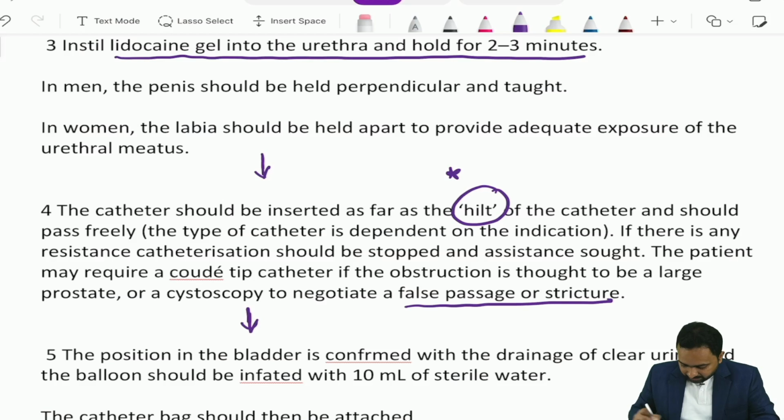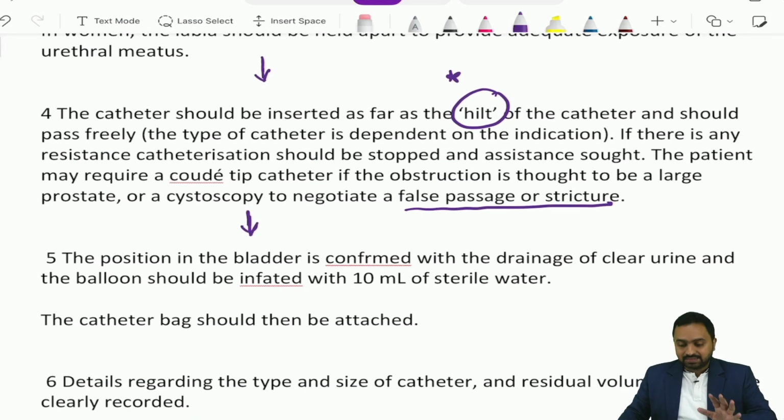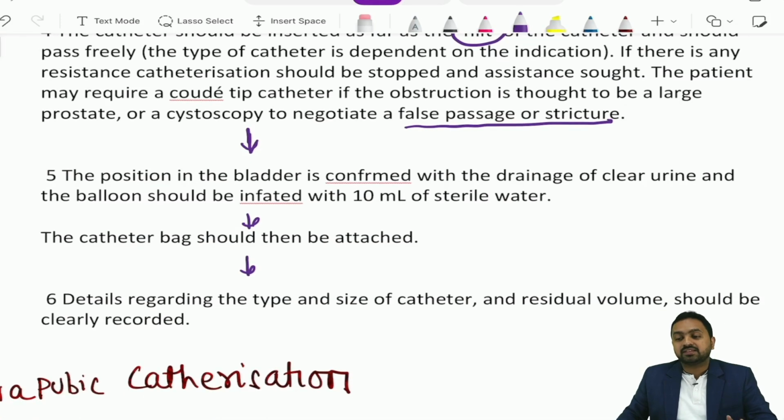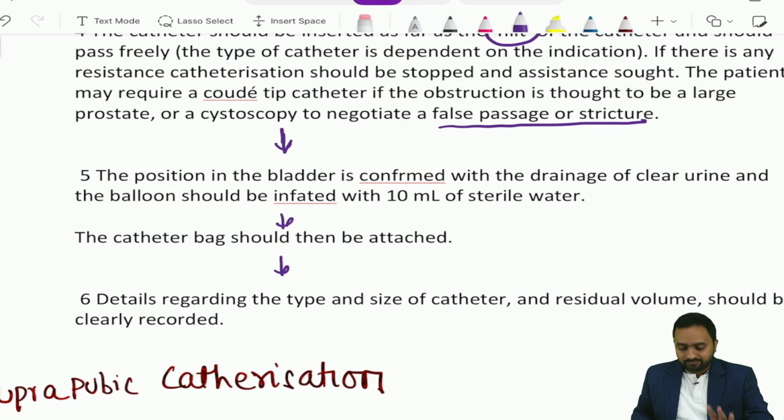Following this, the position in the bladder is confirmed with the drainage of clear urine, and the balloon should be inflated with 10 ml of sterile water. The catheter bag is then attached, and you note the details regarding the type and size of catheter, and the residual volume should be clearly recorded. You need to remember these steps in sequential manner, as they might just distort the steps and ask you to arrange them. So hence the urethral catheterization steps have been discussed.